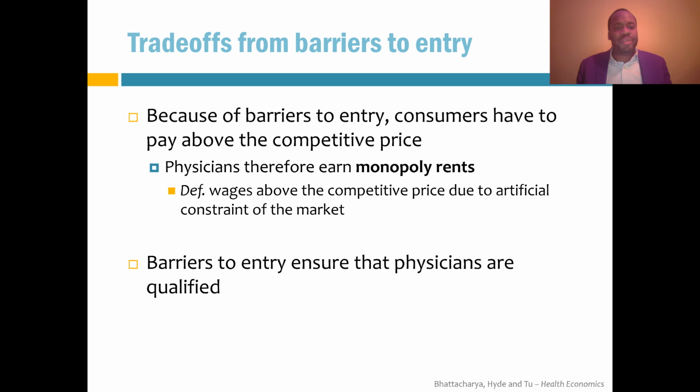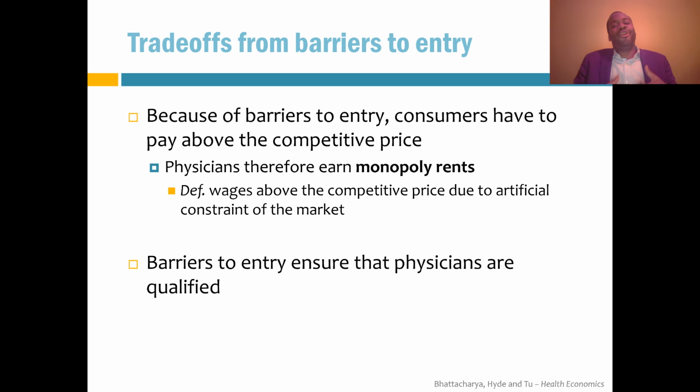So the trade-offs: because of the barriers to entry, consumers have to pay above the competitive rates. This is key. When consumers pay above competitive rates, physicians earn monopoly rents. Remember in the first class we talked about monopolies? That's when it feels like there's one supplier. Well, this is interesting. There are many suppliers. There are lots of doctors. However, because the consumers are paying above the competitive price, it feels like a monopoly.